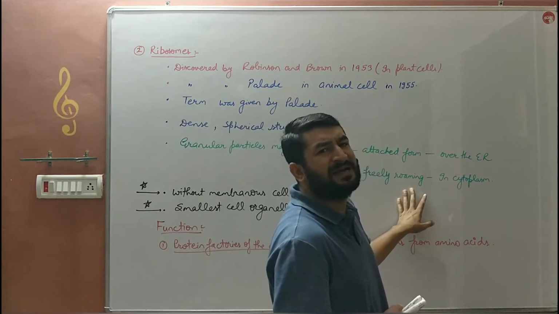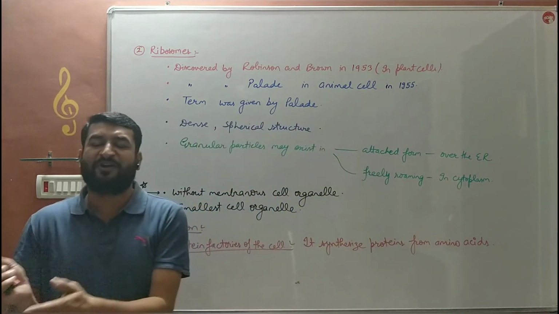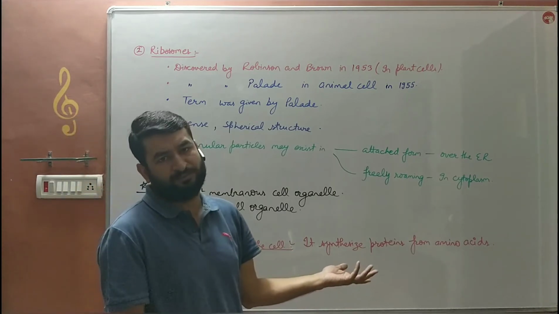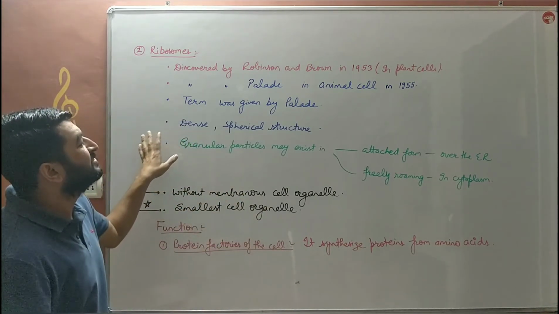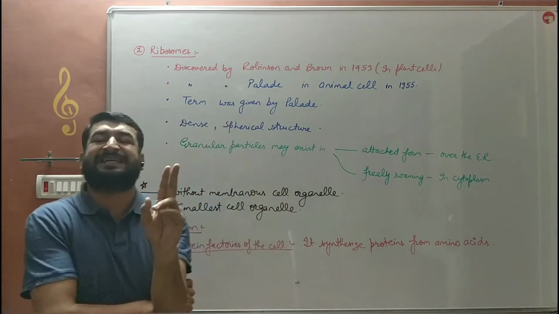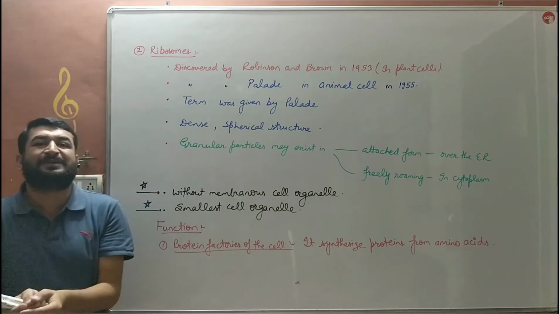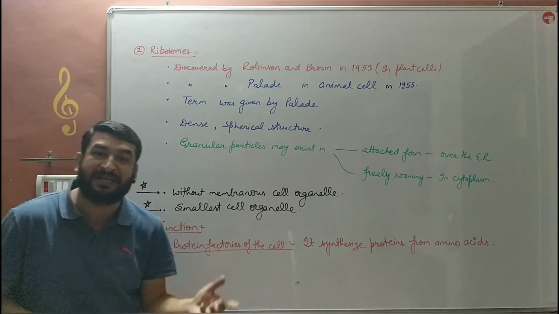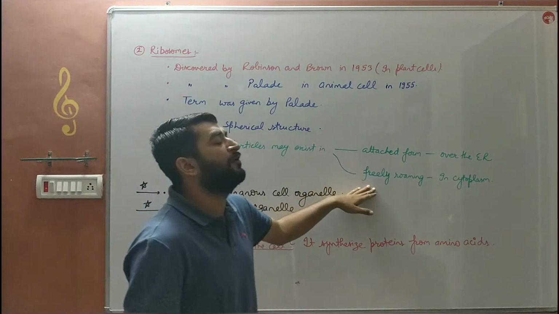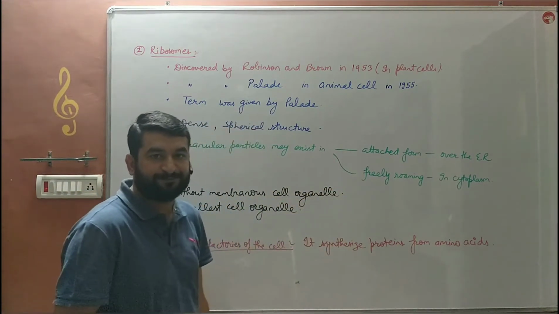Those are also released by the endoplasmic reticulum. That rough endoplasmic reticulum will become smooth. So that is their existence in two forms. One is the attached form, with the surface of the endoplasmic reticulum. Another one is the free form in the cytoplasm.